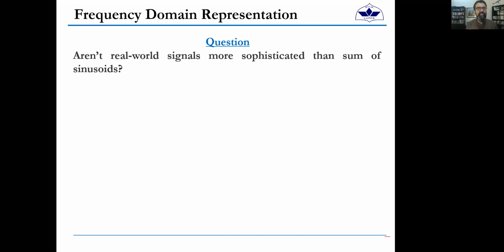Aren't real world signals more sophisticated than a sum of sinusoids? You see, I've not used complex here. I could have used complex here, more complex than a sum of sinusoids. That would have meant an entirely different thing as far as me as an engineer is concerned, right? As an engineer, I'm going to say more sophisticated than a sum of sinusoids, right? And this is an important question. And the very exciting answer to this is that's not really true.